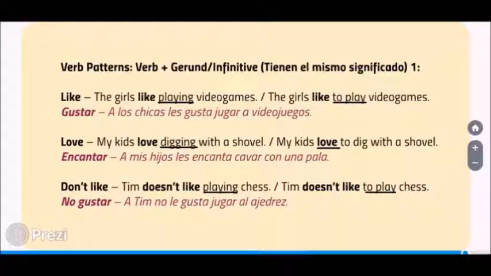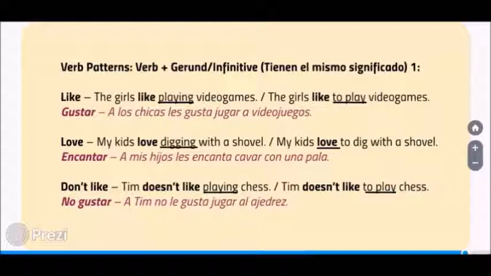The same meaning. Like. The girls like playing video games. The girls like to play video games. Love. My kids love digging with a shovel. My kids love to dig with the shovel.